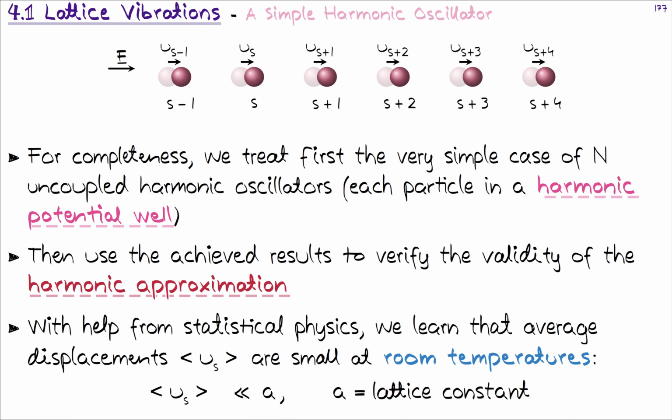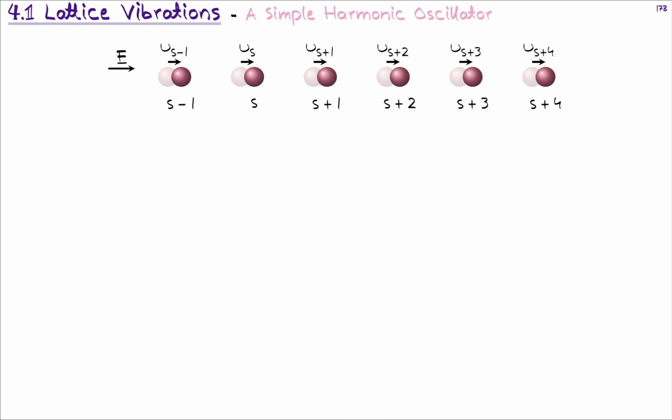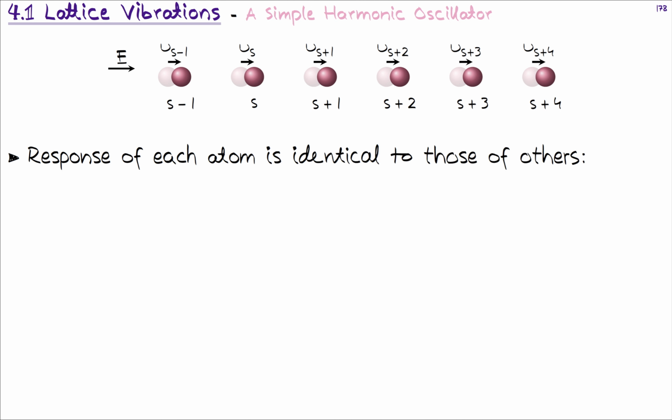And this is nice because this helps us to validate the harmonic approximation. So if the displacements are small, then probably the forces are not very large, and then probably the assumption that we still have a harmonic potential well is quite valid. So each of the atoms that we have is identical. It's a periodic solid, and we just assume that it's a monoatomic solid, so just a single atom in the lattice point. And in this case, each of the responses will be identical to those of others.